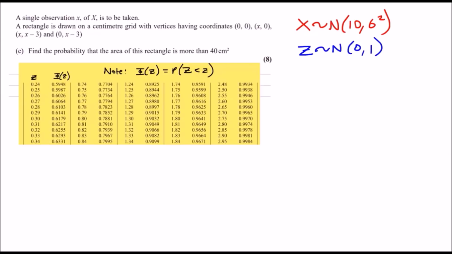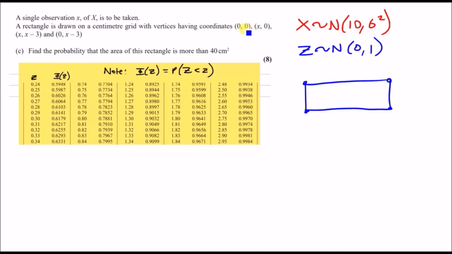So it says that a single observation of little x, or just a random thing, of the random variable X, the big distribution, is to be taken. Now a rectangle is drawn on a centimeter grid with these vertices and they have these coordinates. Okay, so this is kind of a new question. So let's go ahead and draw this, yeah?